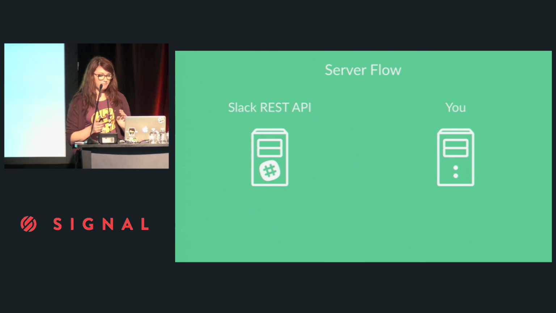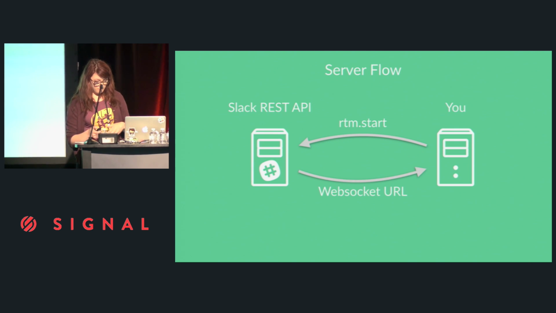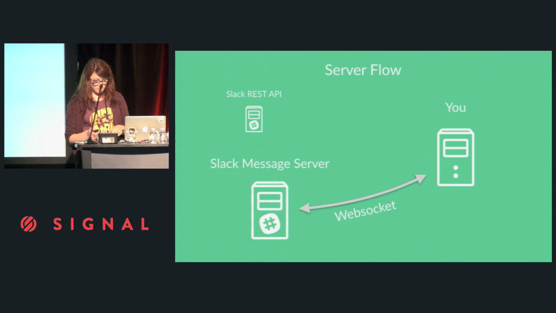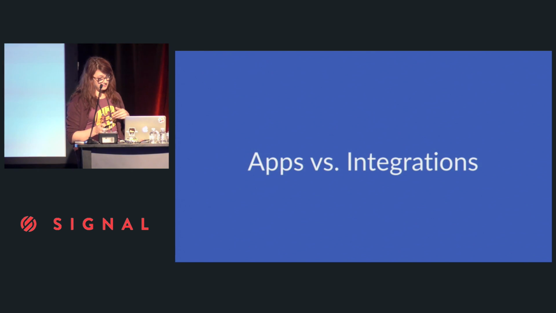So the bots are by far the more complex type of app and integration we have. You call our web API to initiate the connection via RTM start, real-time messaging, and the API responds with the WebSocket URL. You then connect to the message servers with that URL, and it opens a bidirectional persistent communication channel for receiving events and sending messages.